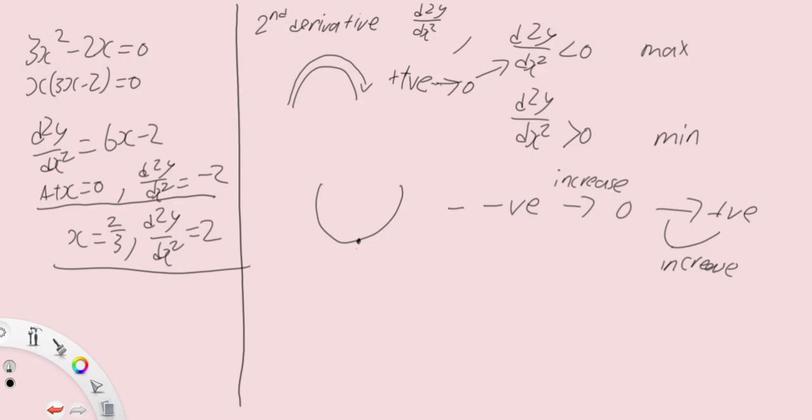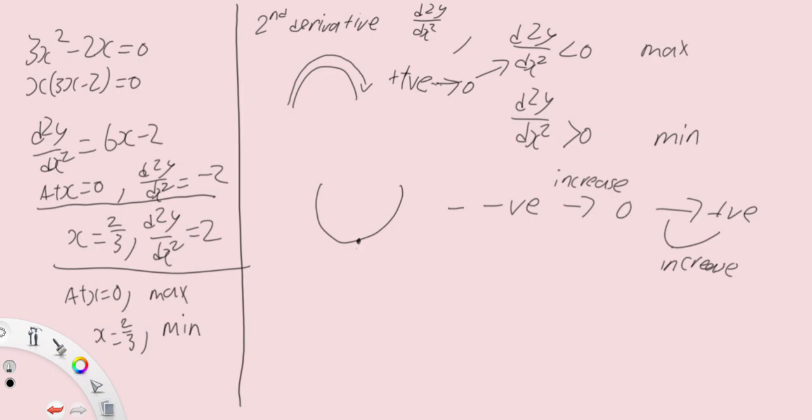And this is why, if d2y/dx2 has a negative value, it's a maximum point. If it's a positive value, it's a minimum point. Applying it to the example here, at x equals 0, d2y/dx2 is negative, and therefore at x equals 0, it's a maximum point. And at x equals 2/3, it's a minimum point.